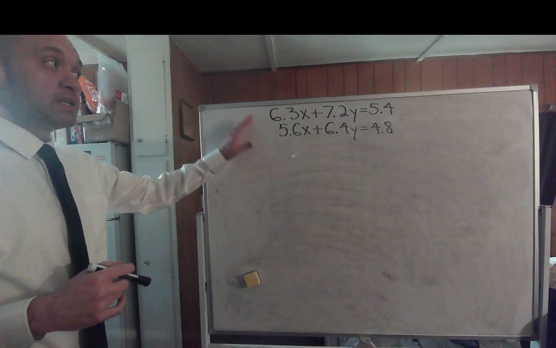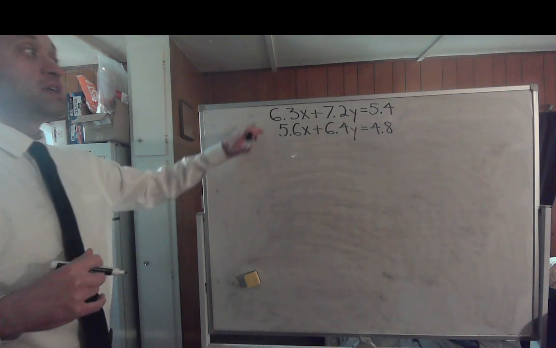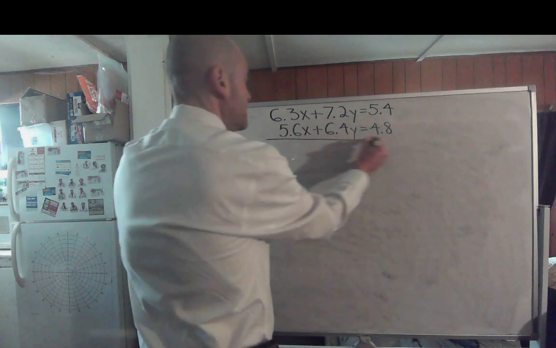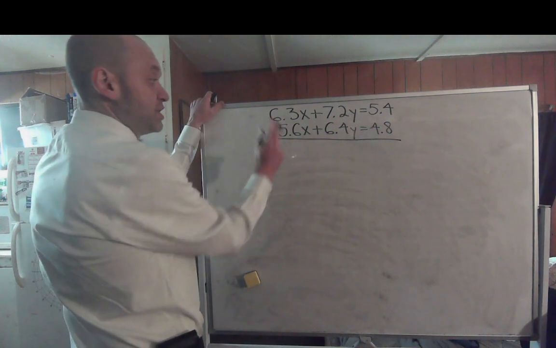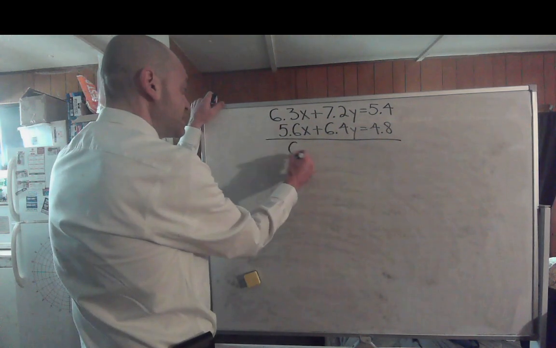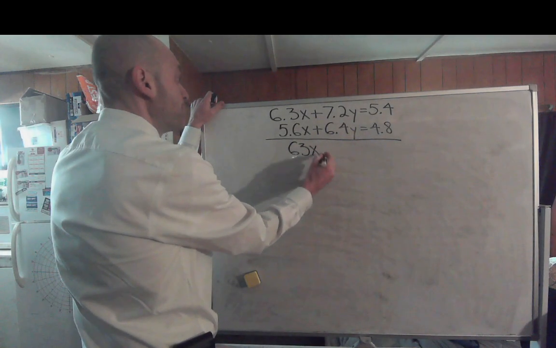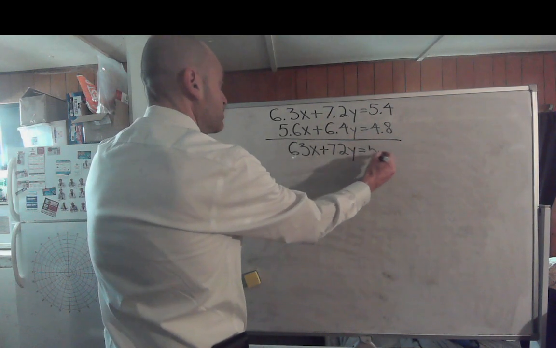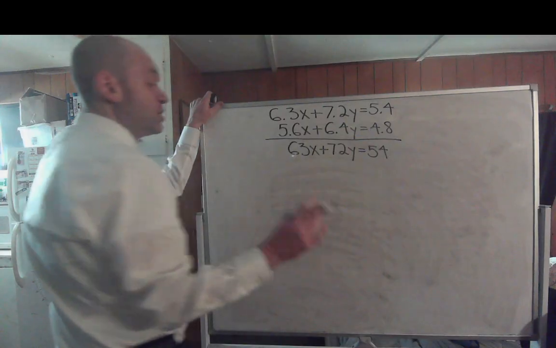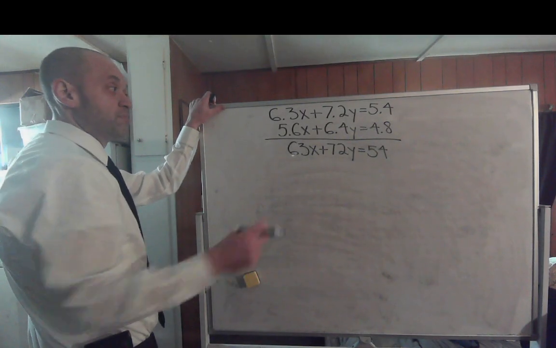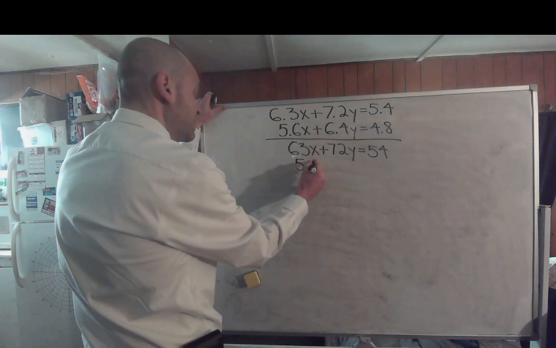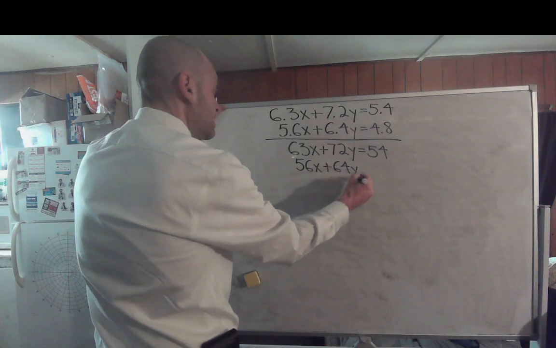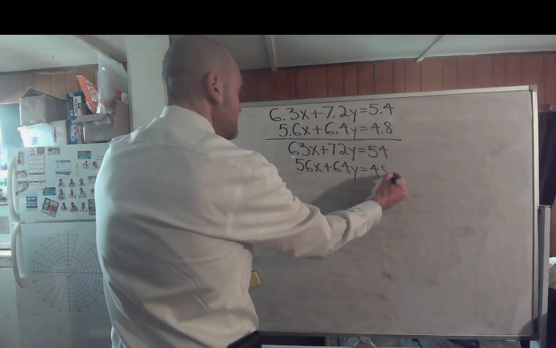They both have one decimal place. We're going to have to multiply both equations by 10 to get rid of the decimal. So why don't we start there? Multiply the top equation by 10, you get 63x plus 72y equals 54. You multiply the second equation by 10, you get 56x plus 64y equals 48.